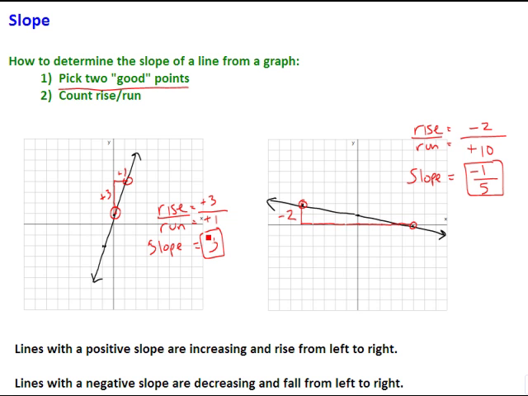Notice that in the first example we ended up with a positive slope, and that line is what we would consider to be an increasing line. It rises from left to right. In the second example, our slope was negative, and we would consider that to be decreasing. It falls from left to right.